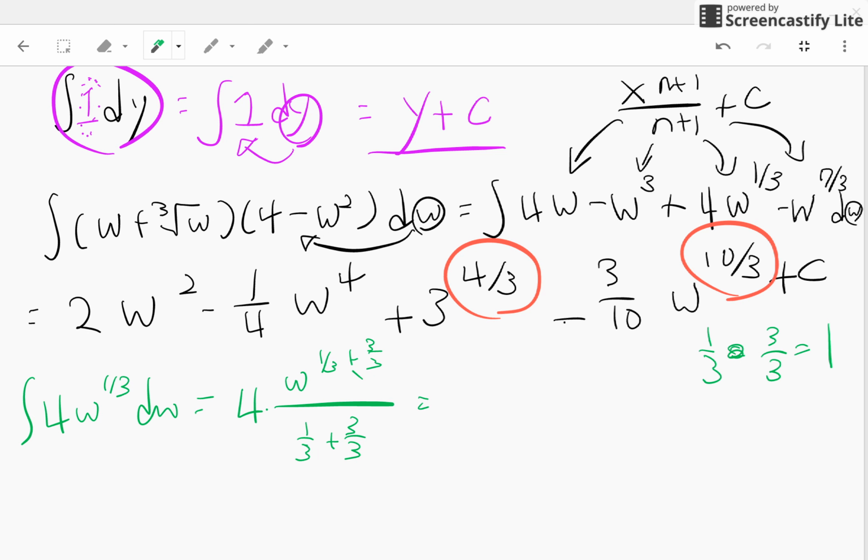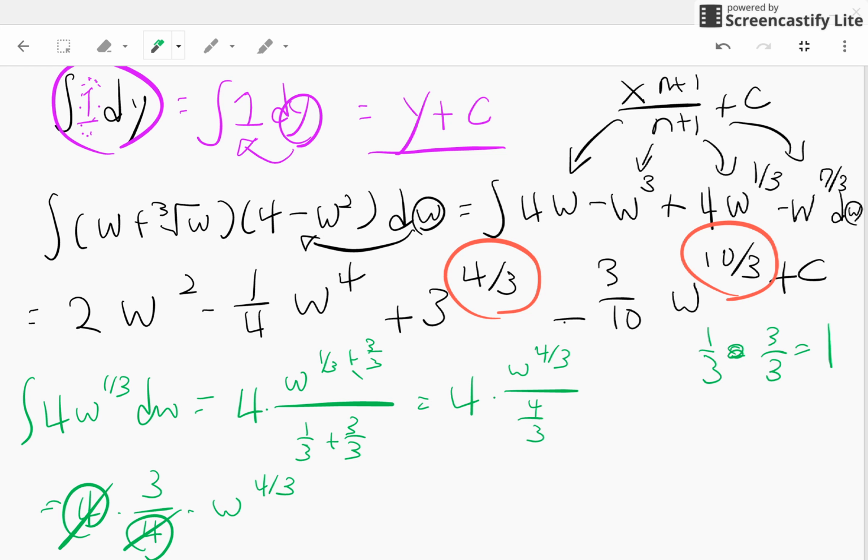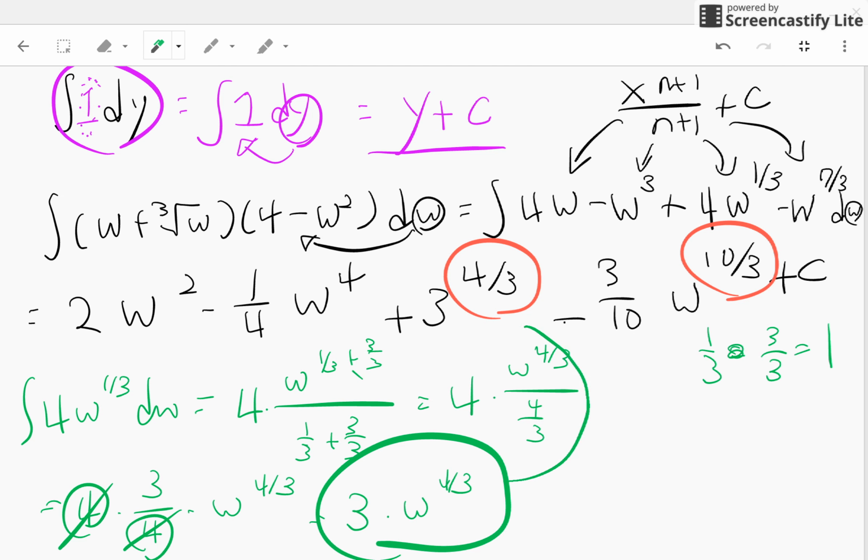Now, what do we get over here? We get 4 times w to the 4 over 3 power divided by 4 over 3. We can rewrite this as 4 times 3 over 4 times w to the 4 over 3 power. We have 4 and 4 on this side, so we can cancel them out, and we get 3 times w to the 4 over 3 power. Same exact answer as we got over here. That is how you do an integration with a 1/3 power or 7 over 3 power.